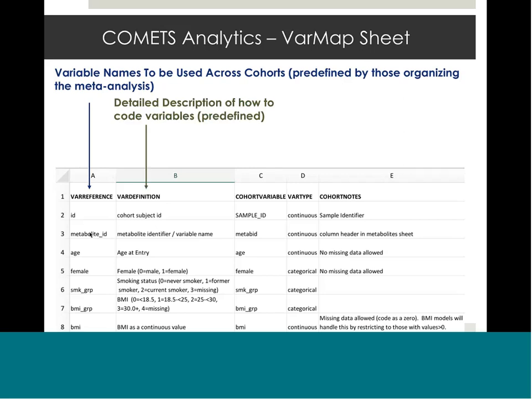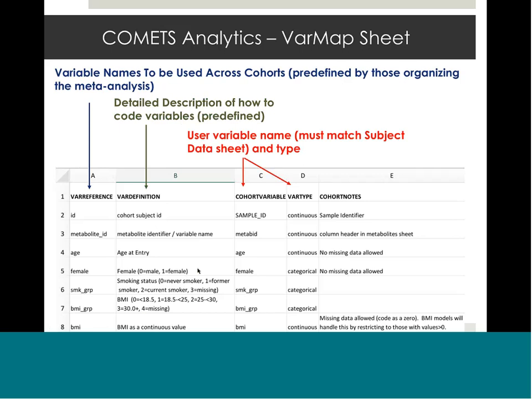The definition, of course, is also predefined. This is where the information about the coding is. So for example, for females, we have 0 coded as males, 1 coded as females, and then you see the other definitions here, again, that are typically predefined.